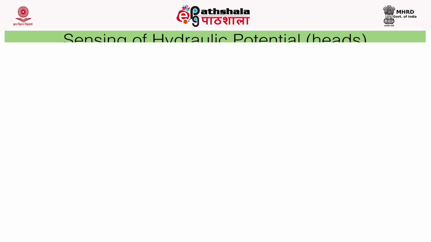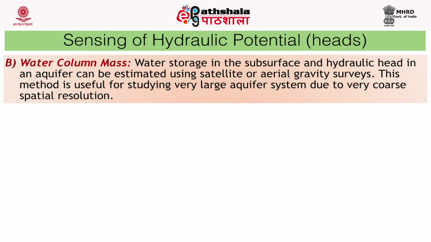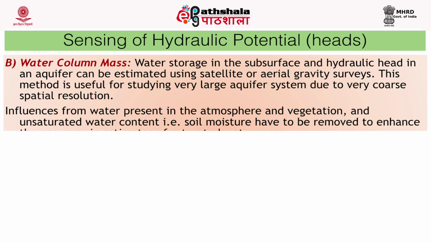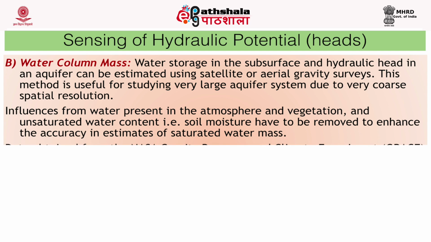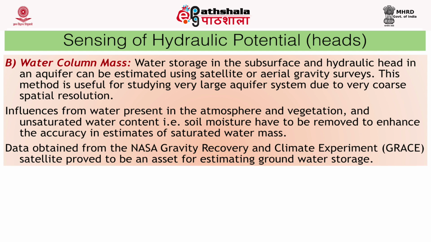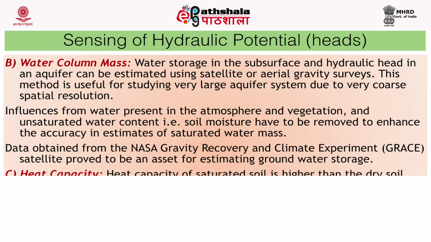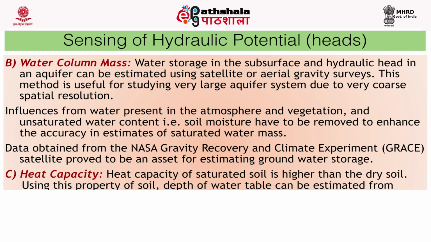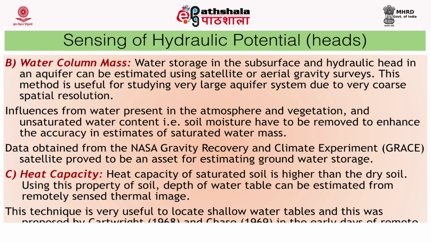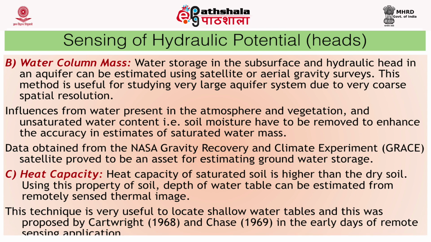So the second parameter is water column mass. Water storage in the subsurface and hydraulic head in an aquifer can be estimated using satellite or aerial gravity survey. This method is useful for studying very large aquifer systems due to its very coarse spatial resolution. Influence from water present in the atmosphere and vegetation, and unsaturated water content, that is soil moisture, has to be removed to enhance the accuracy in the estimate of saturated water mass.